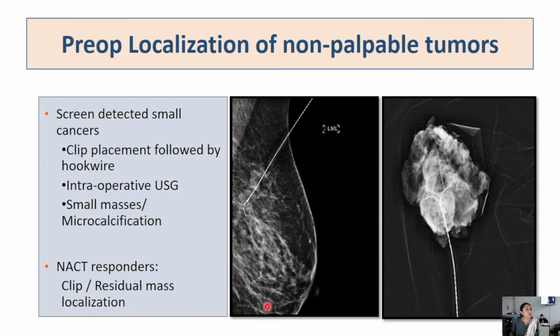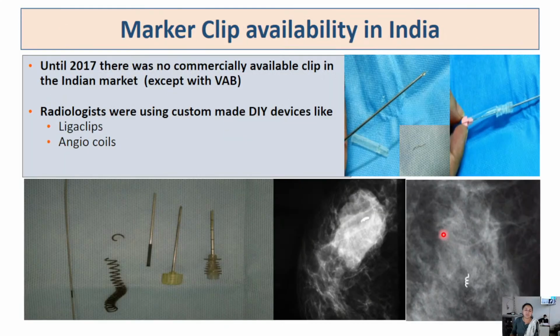Now, coming to the second domain of image-guided intervention is preoperative localization of the non-palpable tumors. This can be for two subgroups. One is screen-detected small cancers, and this kind of population is quite less for us because we do not have screening programs per se. And second population is the patients who have shown good response to NACT, and then there is only clip which is left behind, which was placed prior or during the chemotherapy and targeted with hook wire, and only that much area is removed, rendering the patient amenable for breast conservation therapy.